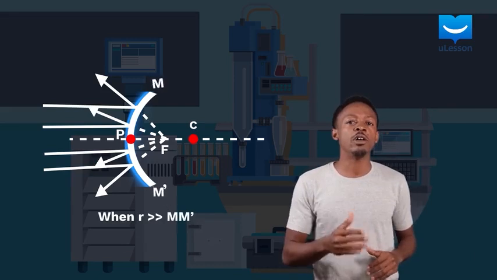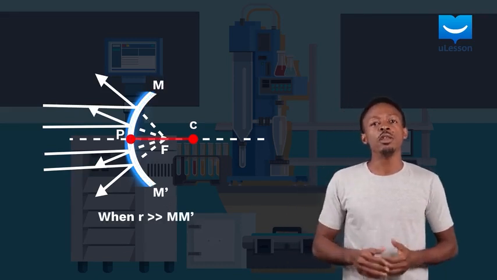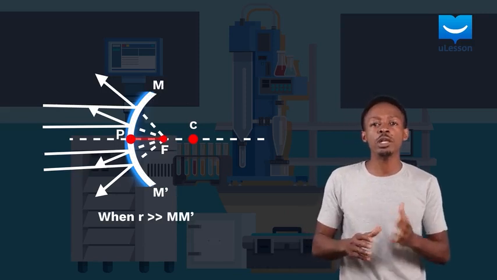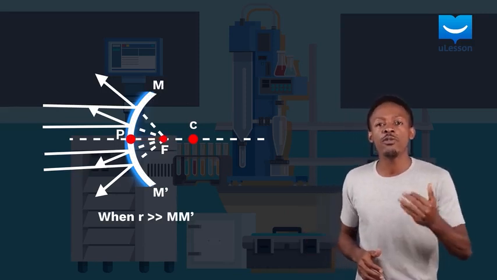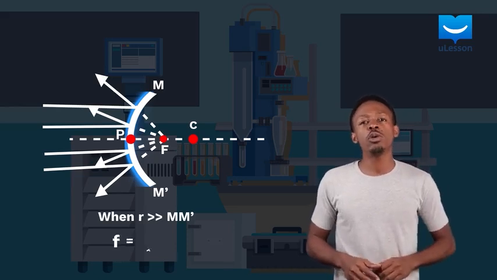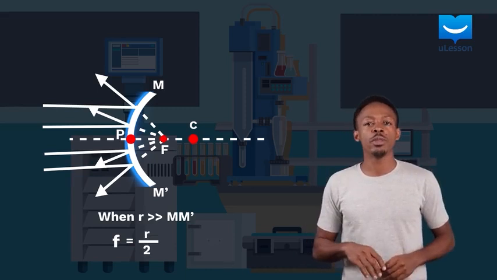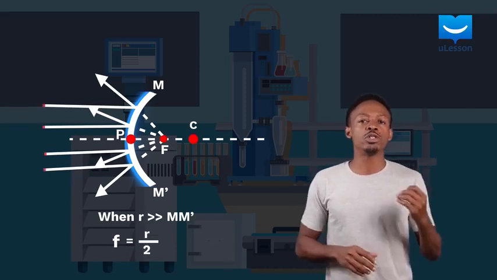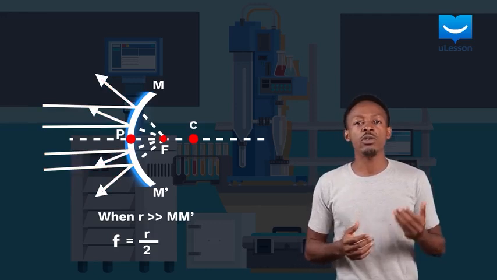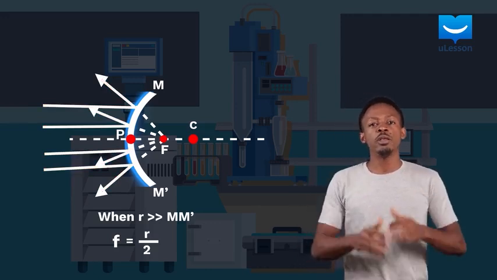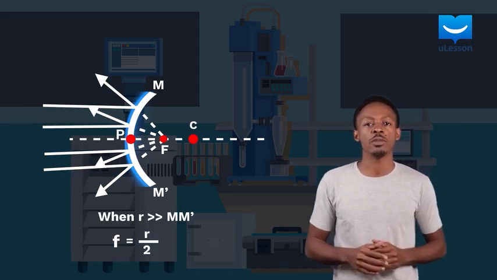For mirrors that have an arc length that is small compared to the radius of curvature, the focal length is approximately related to the radius of curvature by the simple equation: focal length f is equal to radius of curvature divided by 2. You would notice that we used straight line arrows to represent the behavior of light rays on the curved mirrors. This is useful to enable us see how images are formed from these mirrors.